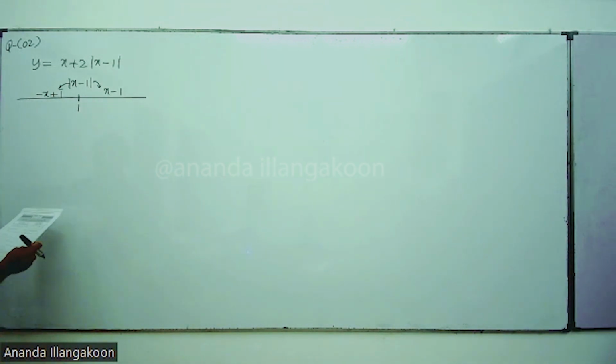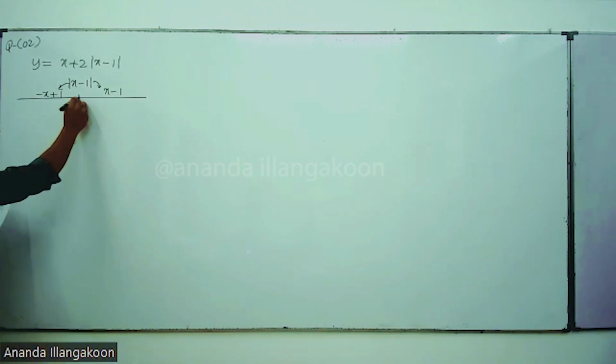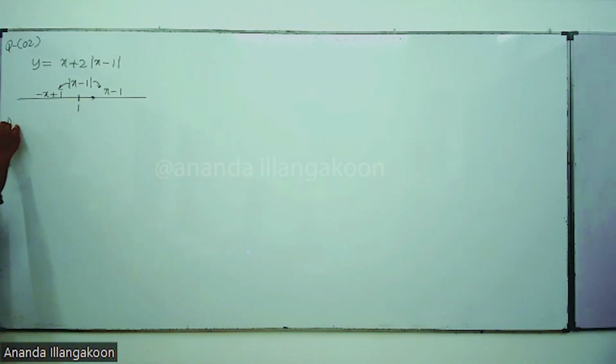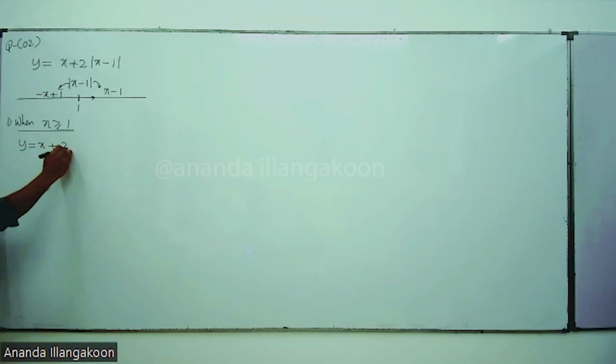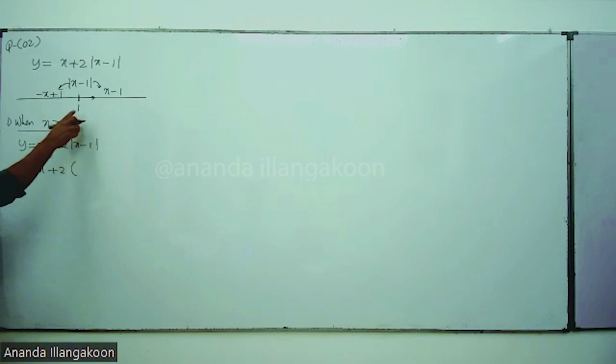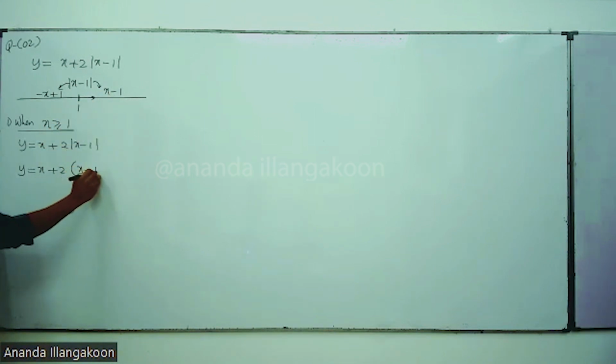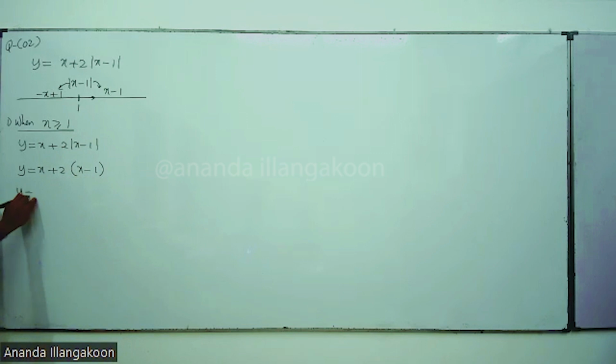Right now, on the right of 1, when x is greater than or equal to 1, I'm going to find what this is. y equals x plus 2 times mod x minus 1. Mod x minus 1 on the right of 1 is x minus 1. Then here we get y equals 3x minus 2.